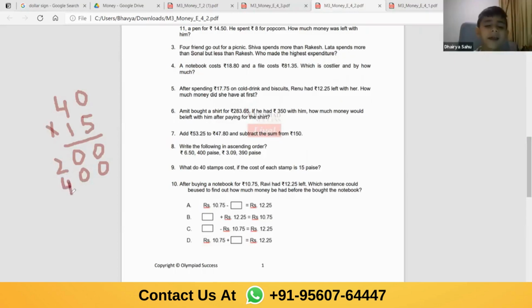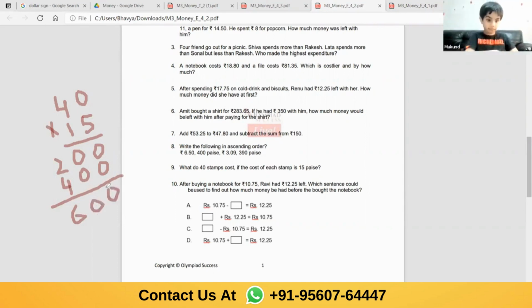Ma'am, I have been using the cross. The answer is 600 paise because 15 paise is what you are multiplying with, correct? So make sure that you write 600 paise, not rupees. If you write it in rupees, it will become 6 rupees because 100 paise is equal to 1 rupee. So 600 paise is equal to 6 rupees, right? Yes or no?